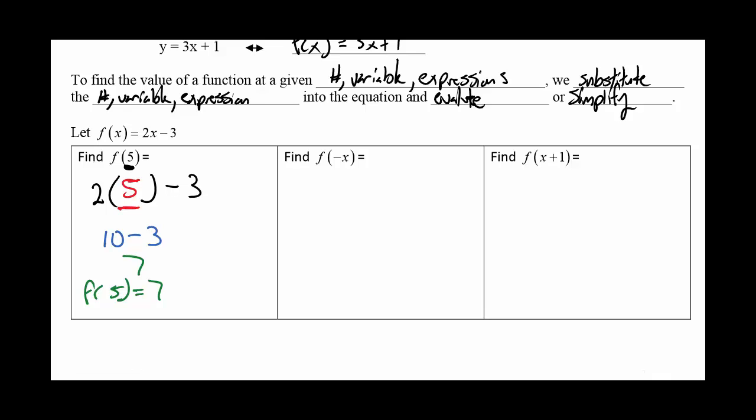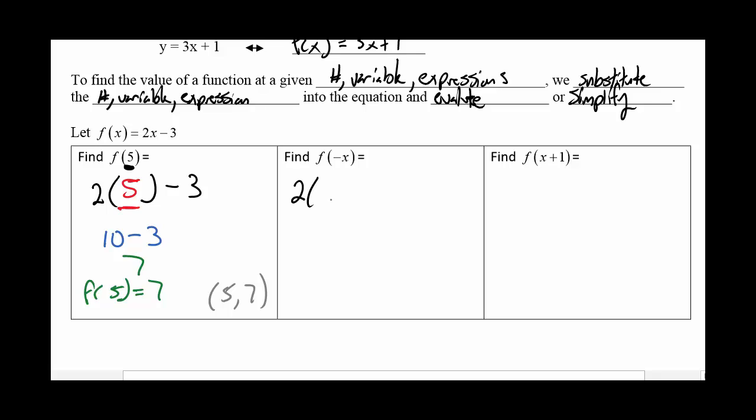Now, if we think about this, that translates to the ordered pair (5, 7). So when x is 5, y happens to be 7. Okay. We can also do this with a variable.